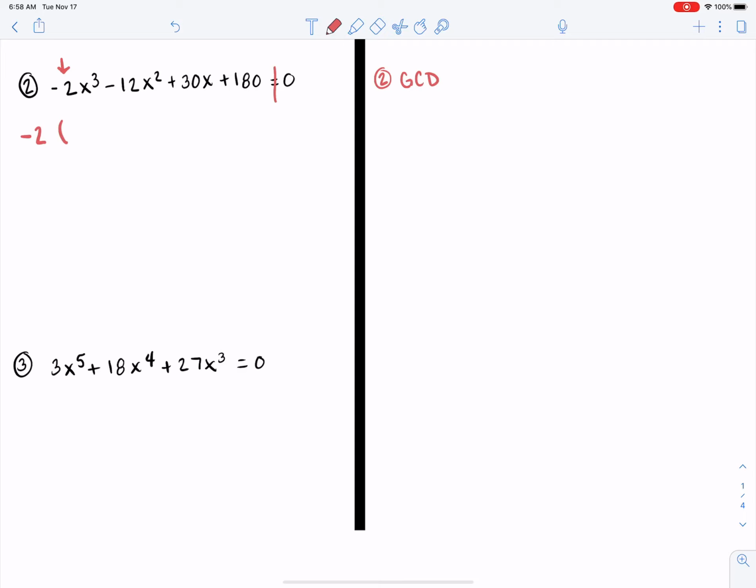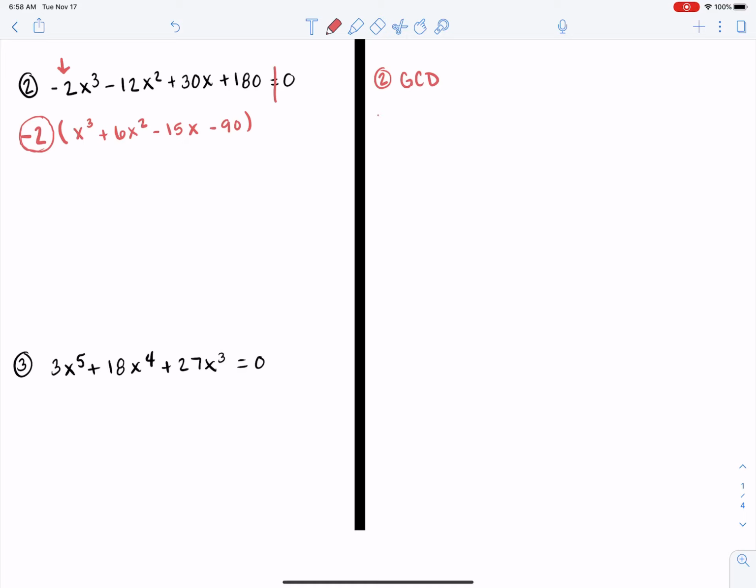So keep the negative 2 outside, and we're going to open a parentheses and divide to figure out what's left over. So negative 2x cubed divided by negative 2 is just a single x cubed. Negative 12x squared divided by negative 2 is positive 6x squared. 30x divided by negative 2 is negative 15x, and 180 divided by negative 2 is negative 90. Okay, this negative 2 is just going to hang out, and it's going to show back up in our final answer, but until then, I'm going to ignore it.